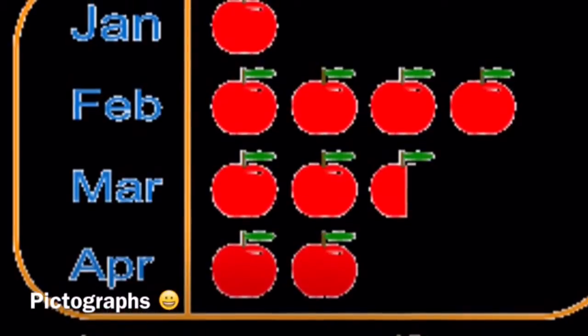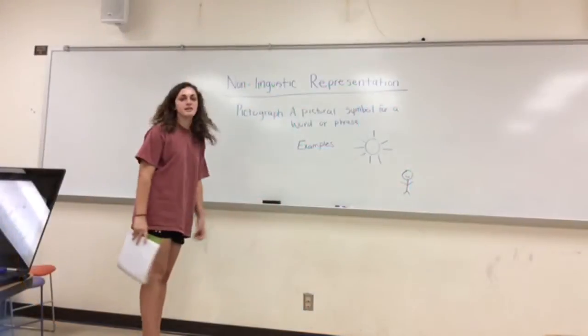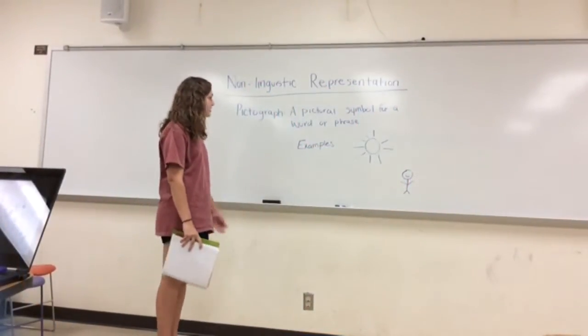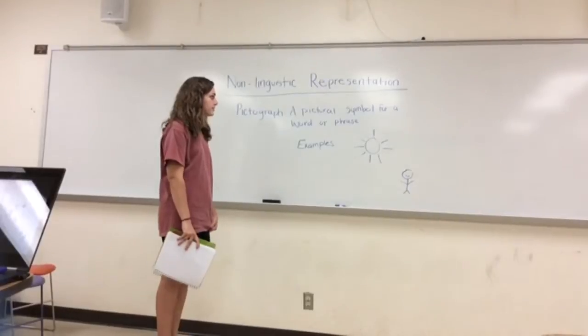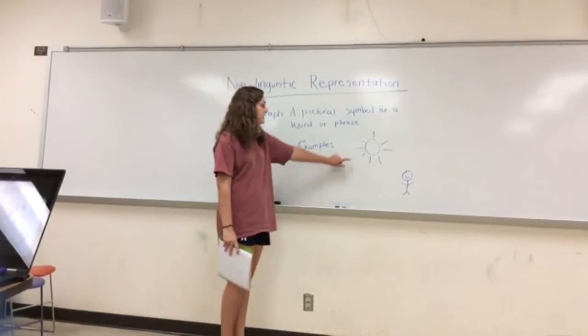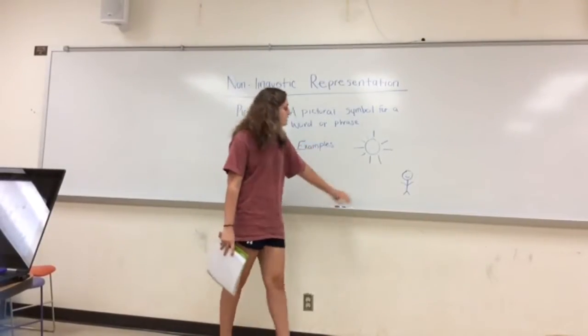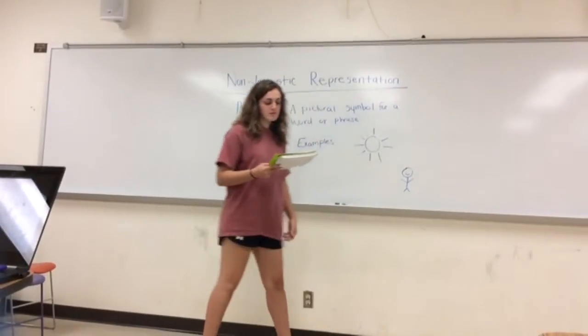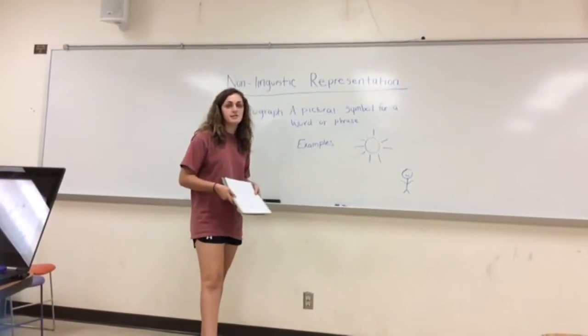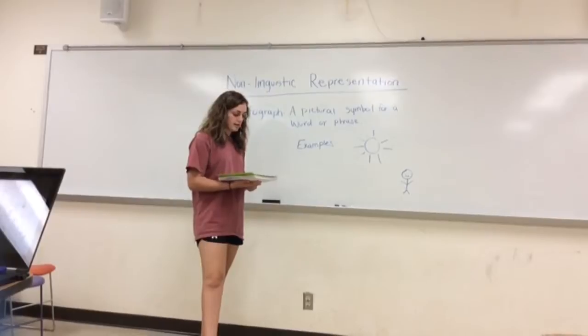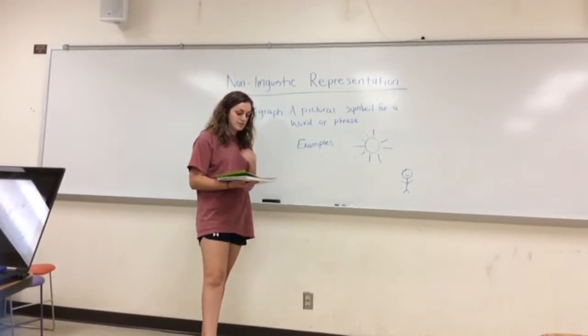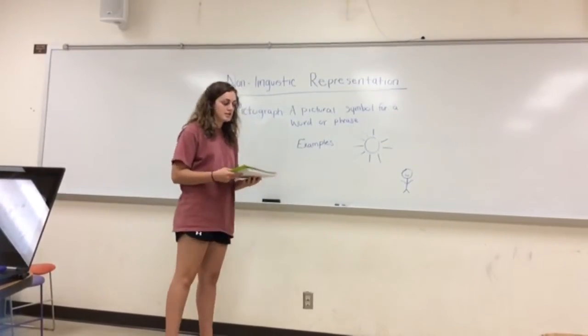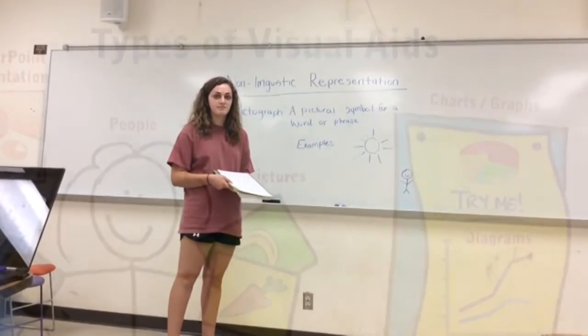Pictographs, here we come. The next strategy that we're going to talk about is a pictograph. So a pictograph is a pictorial symbol for a word or phrase. Some examples would be like, this would mean a sun, and this would mean like a person. Some fun facts about it is that it is the earliest form of writing, and examples have been found in Egypt and Mesopotamia, and they have been known to be before 3000 BC.